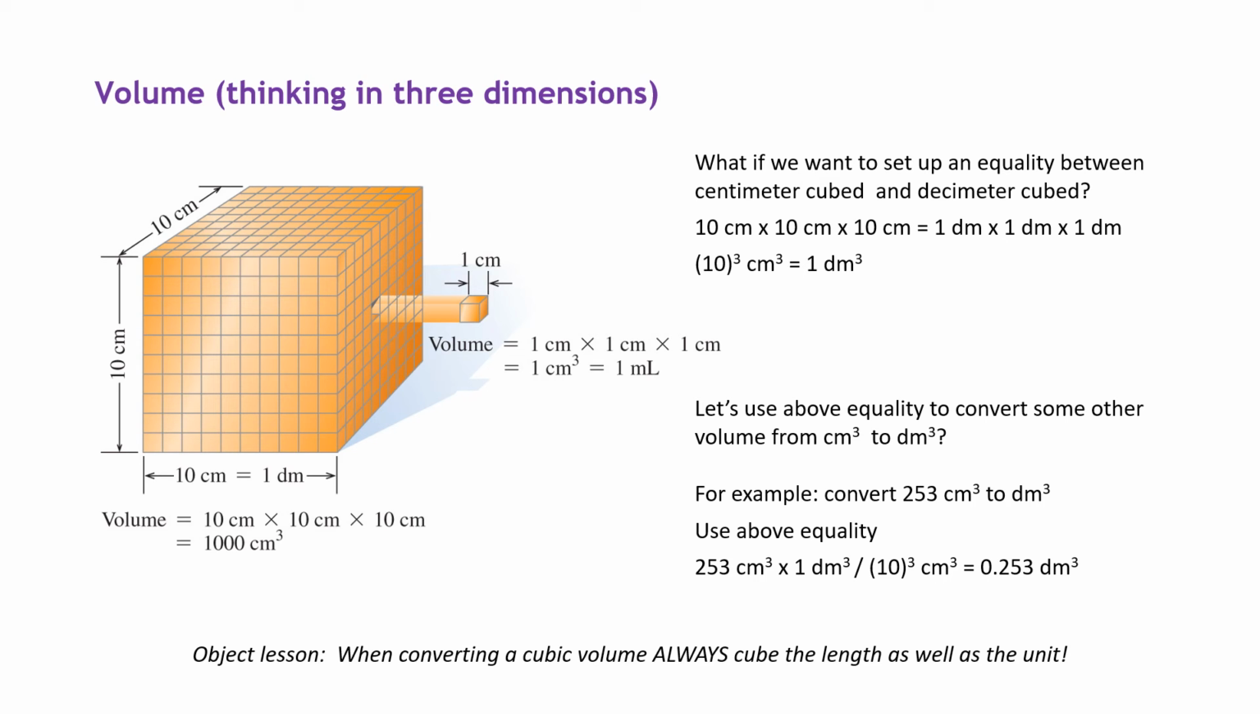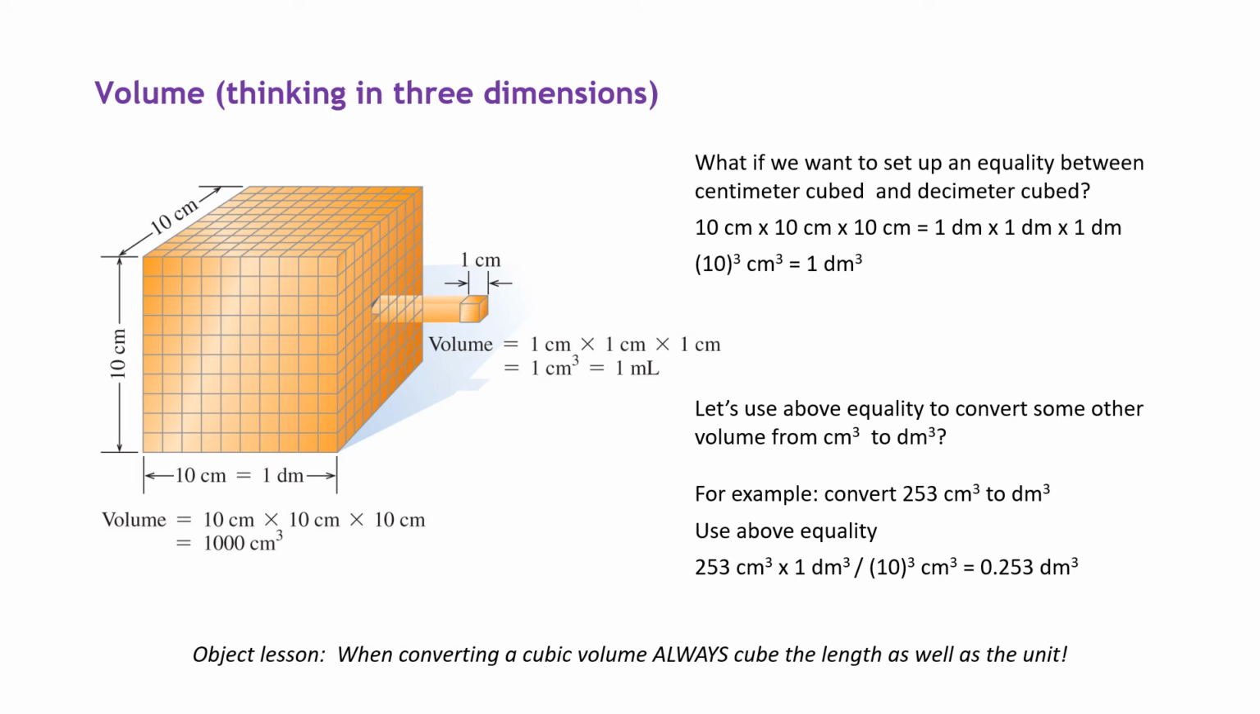That means that if we do 10 centimeters times 10 centimeters times 10 centimeters to get the cubic volume in centimeters, that is going to equal 1 decimeter times 1 decimeter times 1 decimeter. And then we're left with the equality 10 to the third centimeters cubed equals 1 decimeter cubed. This is very useful to have because we can use it to convert a given volume from centimeters cubed to decimeters cubed. So here's a sample problem. Convert 253 centimeters cubed to decimeters cubed.